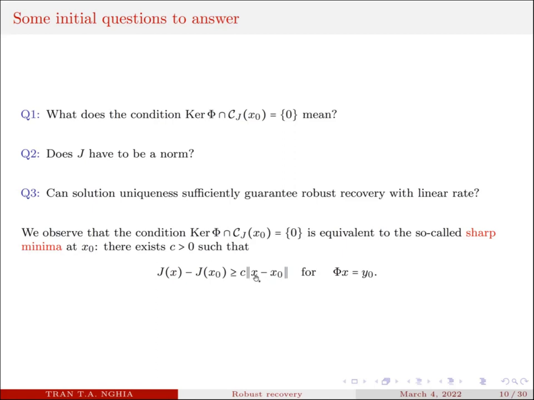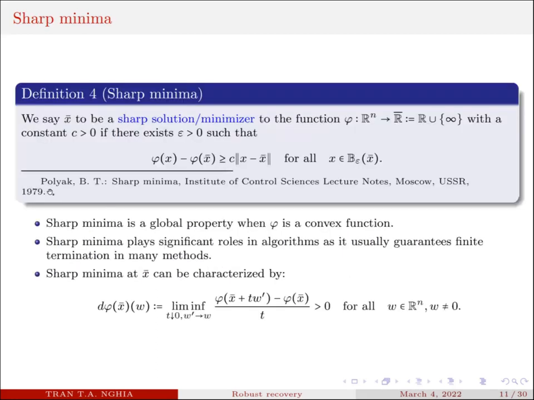You estimate the error between x and the solution by the cost function difference, Jx minus Jx naught. But the order right here is exactly 1. That is the very simple definition of a sharp minima. Sharp minima was indeed introduced a long time ago by Polyak.